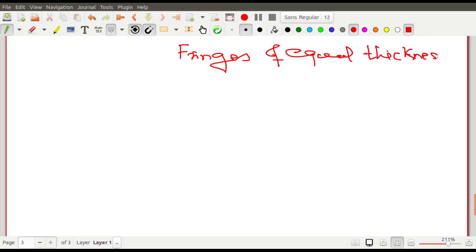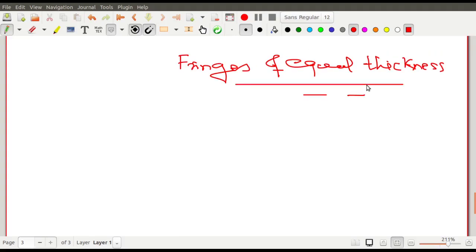So from the name you can understand that every fringe system will be generated from the same thickness. A particular fringe here, what was it due to? A particular fringe was a collection of points having the same angle of inclination. And here, a particular fringe is a collection of points having the same thickness. Right?